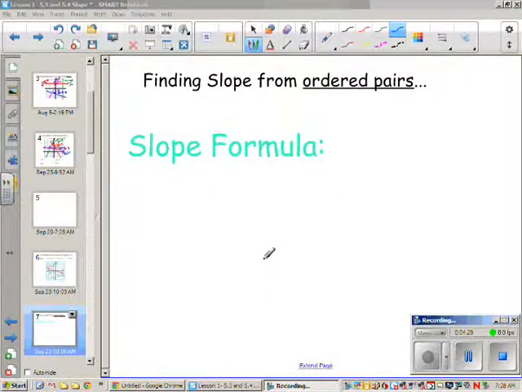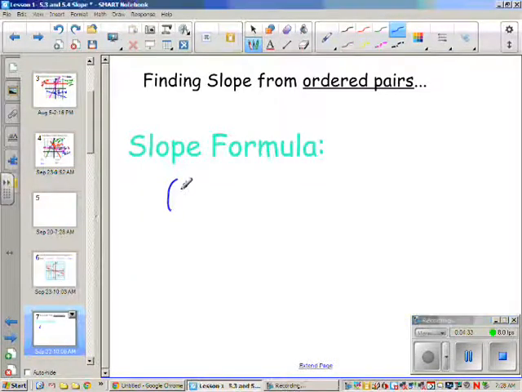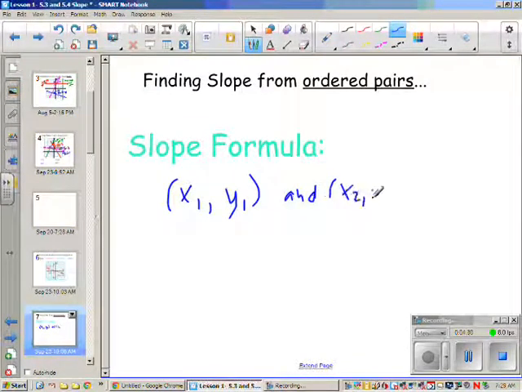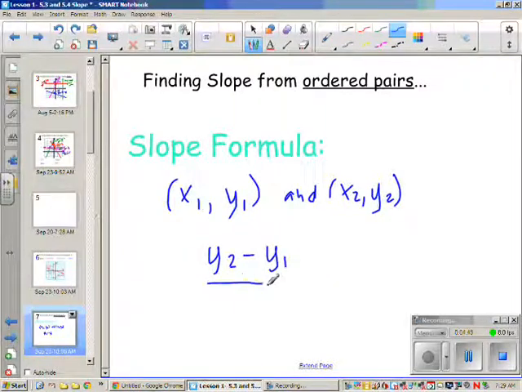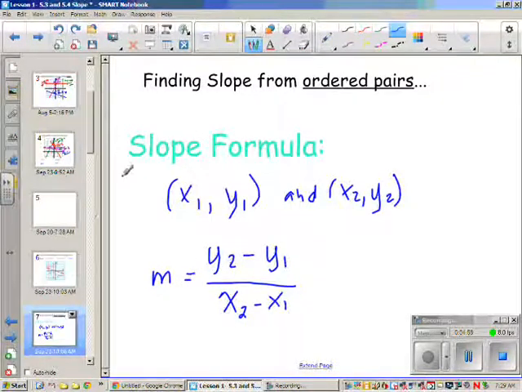All right, so now that we found slope from a graph, we're going to talk about finding slope from just 2 ordered pairs. So let's say I have 2 ordered pairs, x1, y1, and x2, y2. The slope formula, remember, is the change in y over the change in x, or the rise over the run. So you subtract your y's, so y2 minus y1, that's the change in y, over x2 minus x1. This is our slope, and we usually abbreviate slope by m, so m equals.